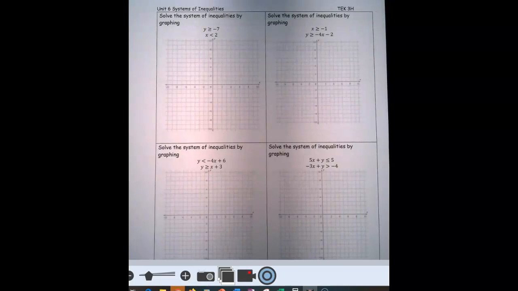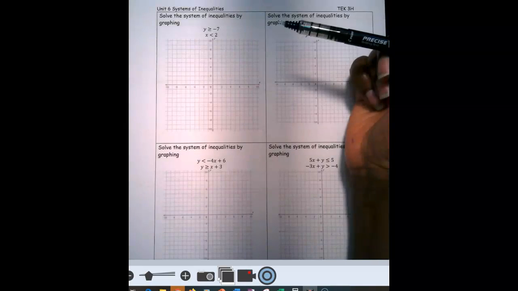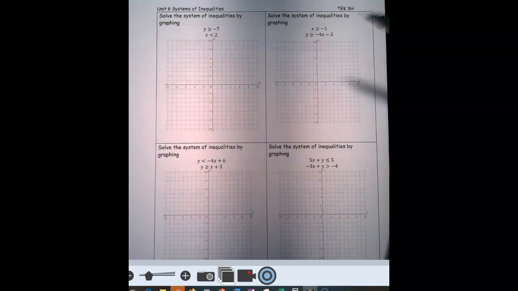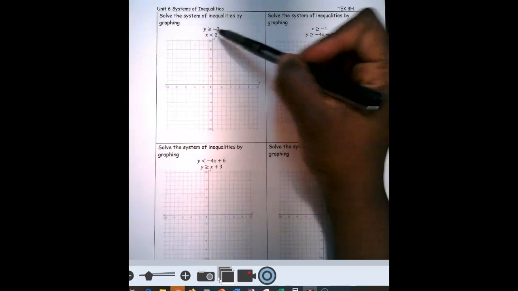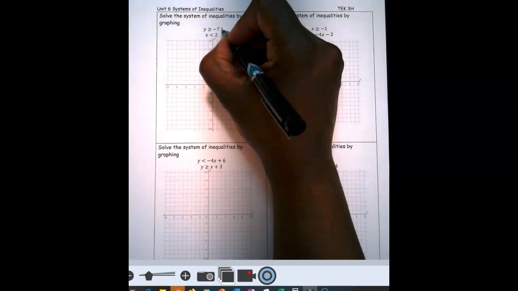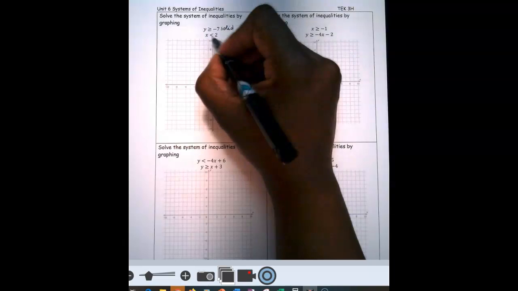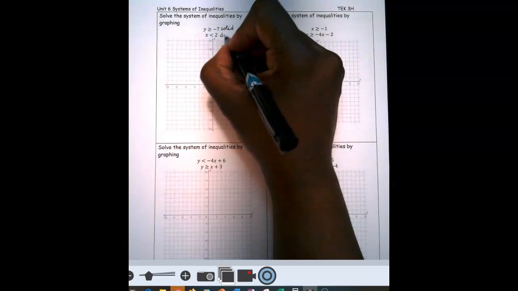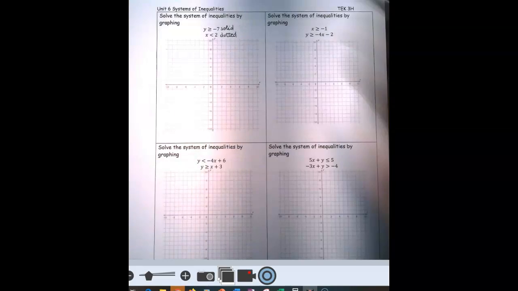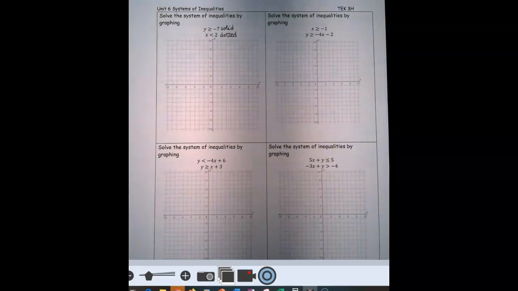All right, so here is our first problem. I would suggest that you look at the symbols first and decide whether your lines are going to be solid or dotted. Because I have a greater than or equal to sign, this line is going to be solid. And this is only a less than sign, so I know this line is going to be dotted. I do that because I am notorious for just making everything a solid line when I know it should be dotted. So that's just a reminder for me.